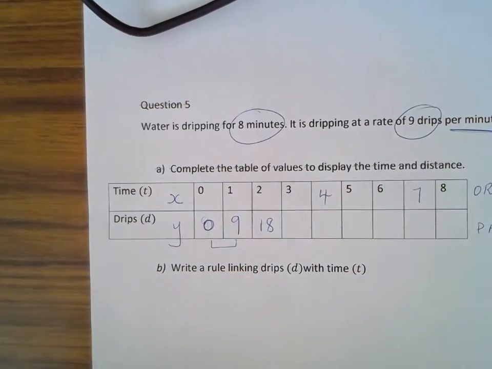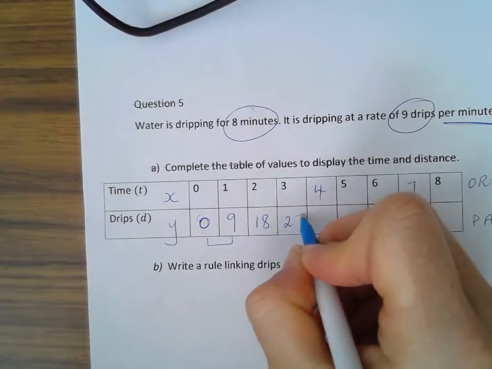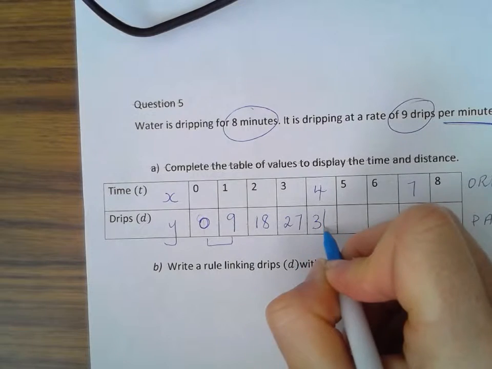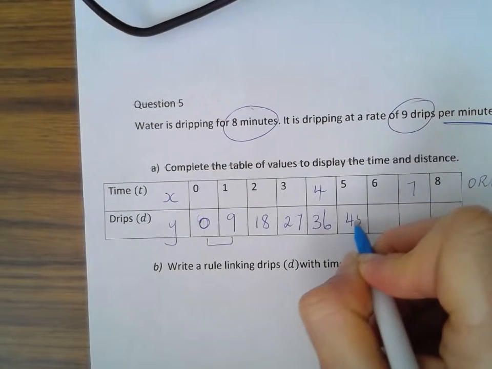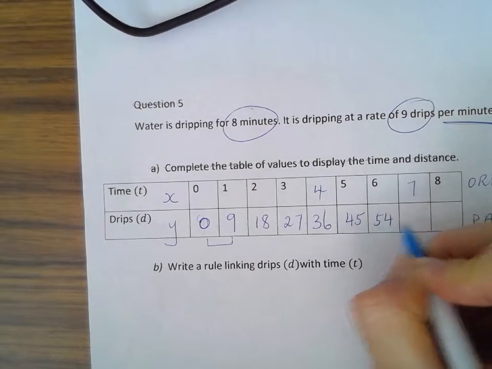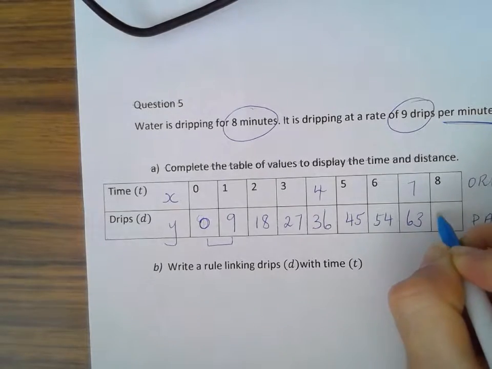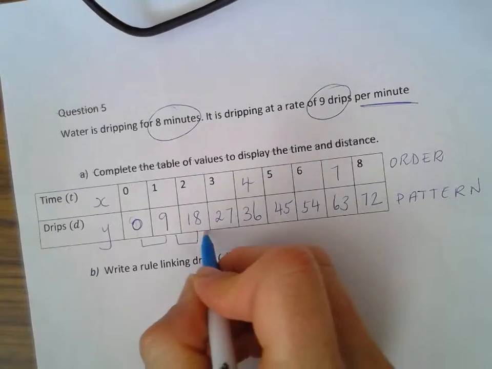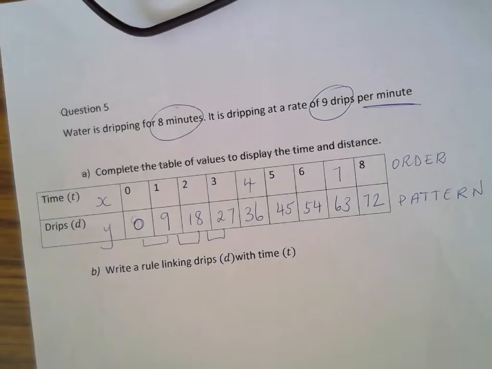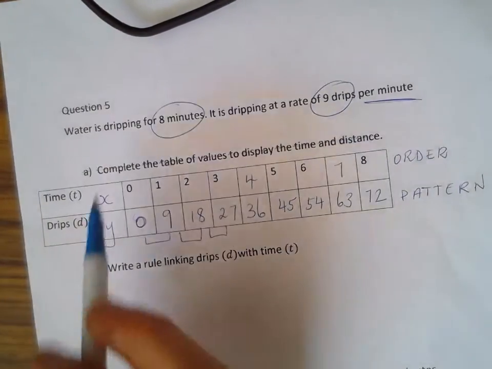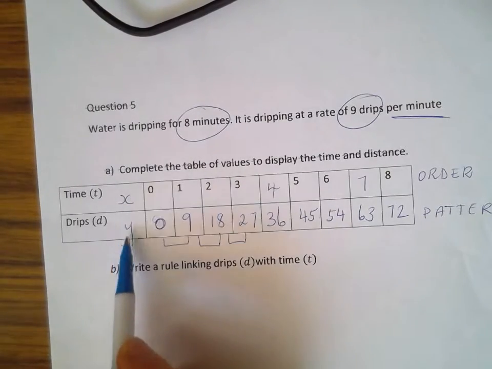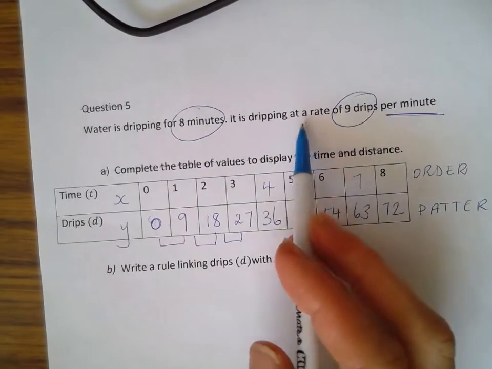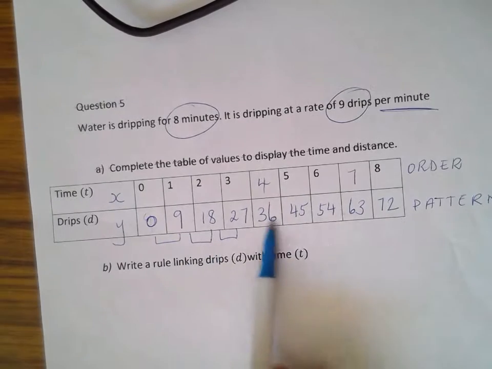18, 27, 36, 45, 54, 63, 72. So I've just added 9 each time. Okay, so that's probably the hardest bit, is to read the question, work out which is your x and y in terms of, in this question, minutes and drips, making sure your pattern is correct.